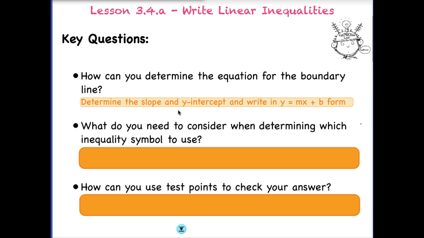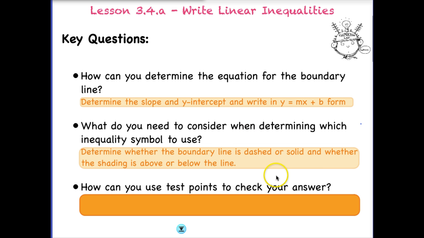So number two, what do you need to consider when determining which inequality symbol to use? Remember, because these are inequalities, we can't have an equals here. We would need to have a greater than or equal to, or a less than or equal to, or a greater than or a less than. So what do we need to consider when determining which inequality symbol to use?